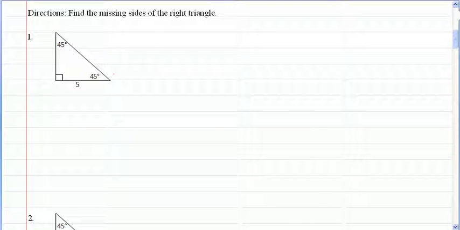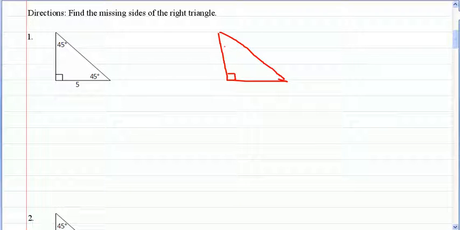So the directions are to find the missing sides of the right triangle. And the first thing you want to do for all of these questions is you want to draw the reference triangle each time. Drawing it each time will help you memorize it. So in the 45-45-90 triangle, the two legs are equal to x, and the hypotenuse is equal to x root 2.